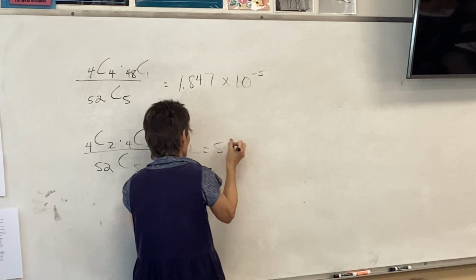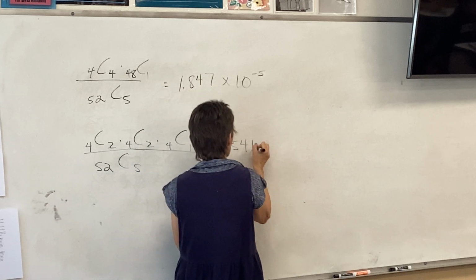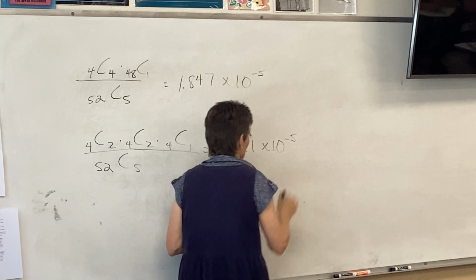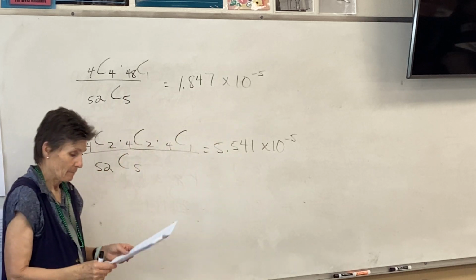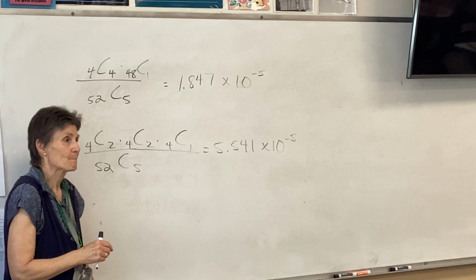You get 5.541 times 10 to the negative 5th. Is there a simpler way of putting that in your calculator?